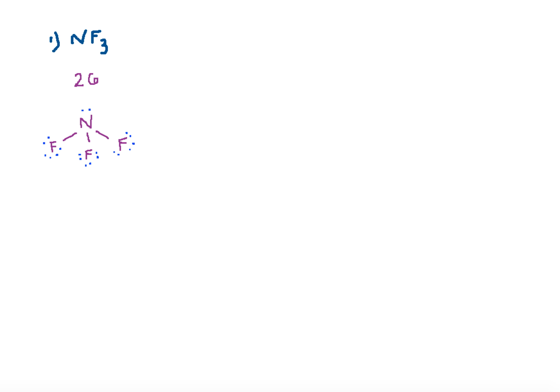Now, in order to determine if this molecule is polar or nonpolar, I'm going to draw out the dipoles. The dipoles exist because this bond right here is polar, because fluorine is more electronegative than nitrogen. If I were to ask, is the bond polar, you would say yes, because you've got 2 different elements on either side, and fluorine is more electronegative, so you're going to have a net pole like that, because the arrow is facing the atom that has a higher electronegativity. Same thing here, and same thing here.